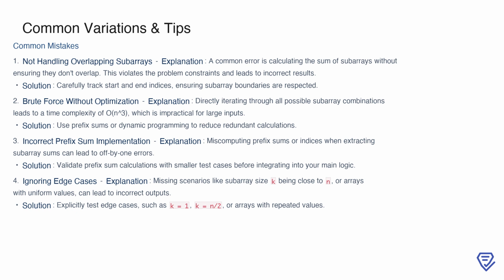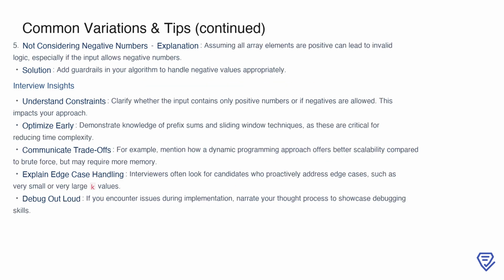Lastly, ignoring edge cases can lead to incorrect outputs. For instance, scenarios where k is very close to n, or arrays contain uniform values, should be explicitly tested to ensure your solution handles them correctly. Another common challenge is not considering negative numbers. Assuming that all array elements are positive can lead to invalid logic, especially if the input allows for negative values. To address this, you should add safeguards in your algorithm to handle negative numbers appropriately.